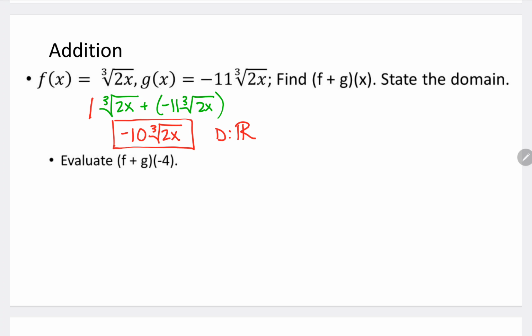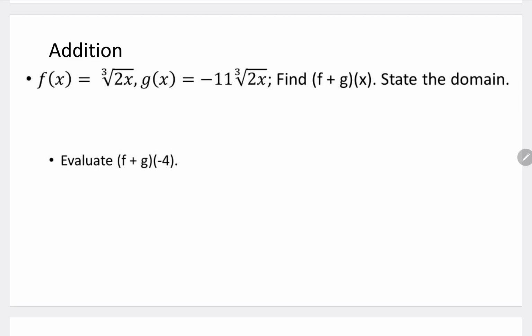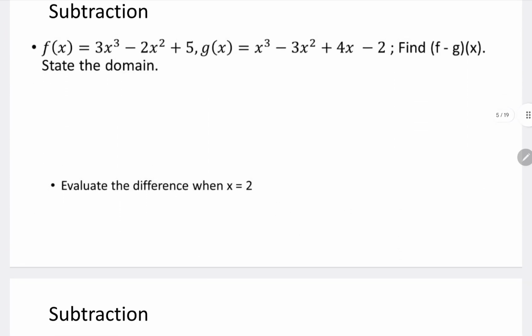When we find f plus g of negative 4, that just means we're going to take that function and plug in negative 4 for x. The cube root of negative 8 is negative 2. So negative 10 times negative 2 is 20. So there's two examples of addition. Let's do 2 examples of subtraction as well.